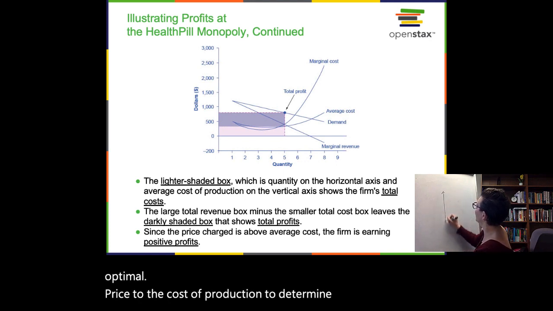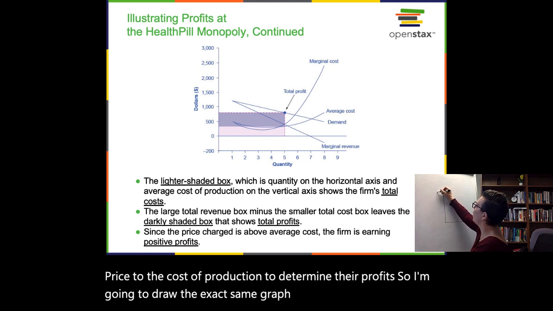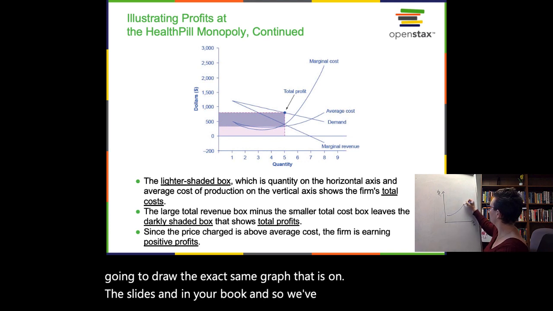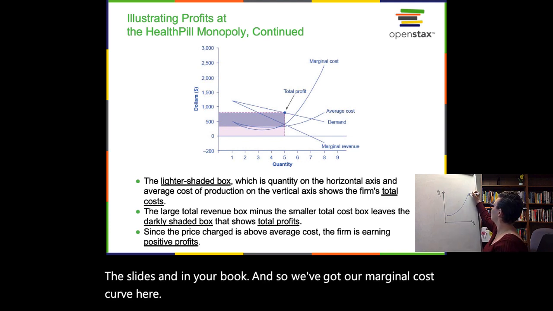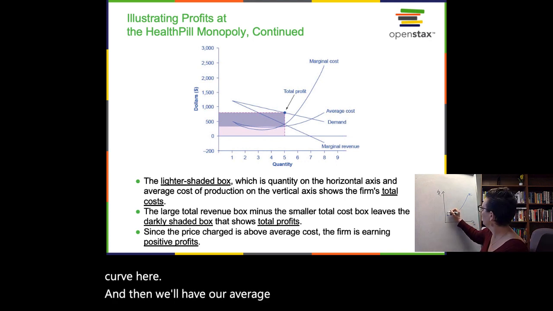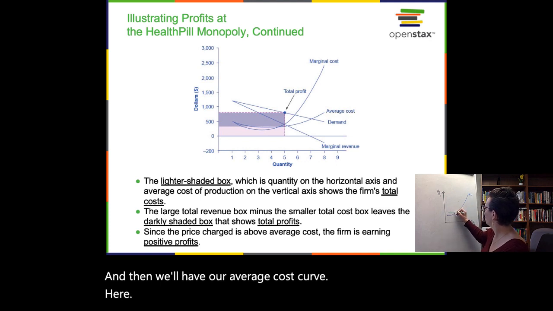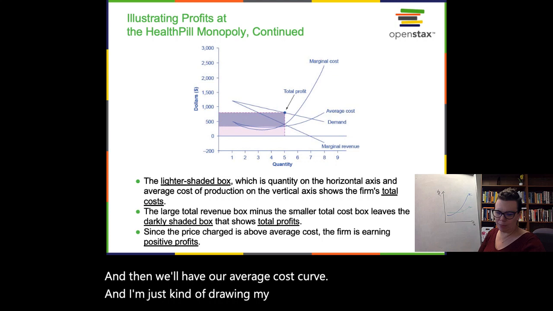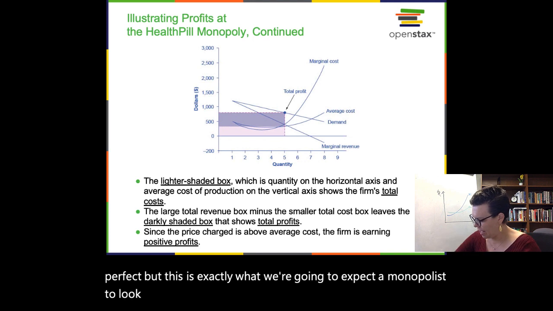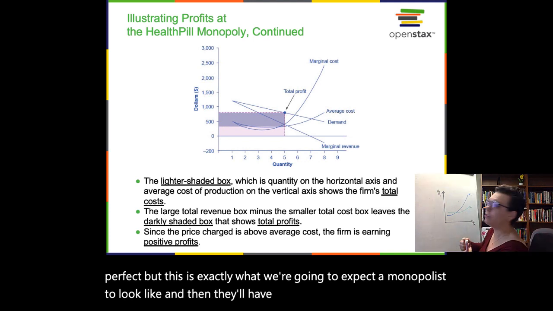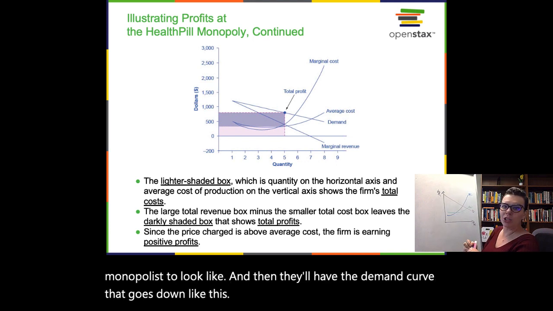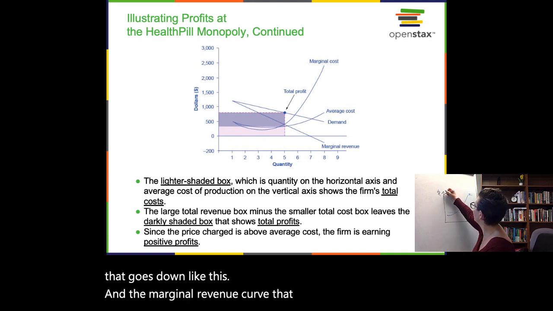So I'm going to draw the exact same graph that is on the slides and in your book. And so we've got our marginal cost curve here. And then we'll have our average cost curve here. I'm just kind of drawing my version of it. It's not exactly perfect, but this is exactly what we're going to expect a monopolist to look like. And then they'll have the demand curve that goes down like this, and the marginal revenue curve that goes down like this.